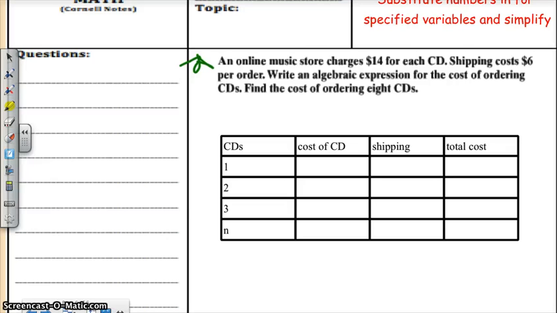So let's say I got one CD. My cost of the CD would be 14 times 1, right? My shipping would be 6. So my total cost would be 14 times 1 plus 6. I'm just going to leave it like that for now, which happens to be 20 though.